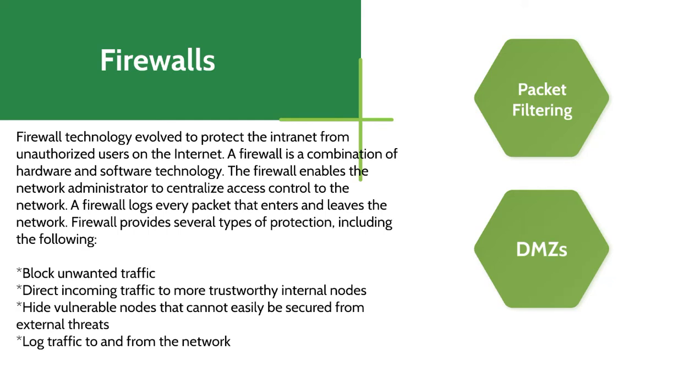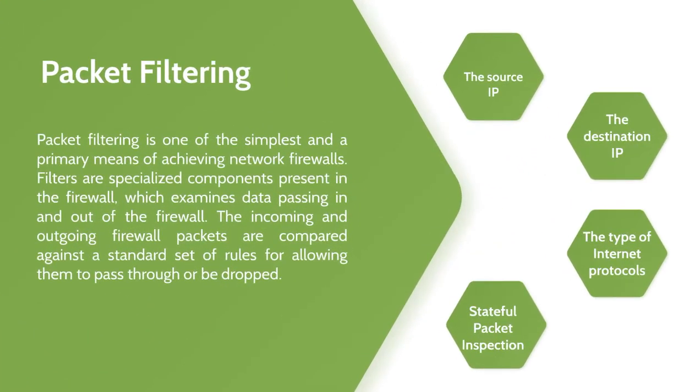Block unwanted traffic. Direct incoming traffic to more trustworthy internal nodes. Hide vulnerable nodes that cannot easily be secured from external threats. Log traffic to and from the network. Packet filtering is one of the simplest and primary means of achieving network firewalls. Filters are specialized components present in the firewall, which examine data passing in and out of the firewall.